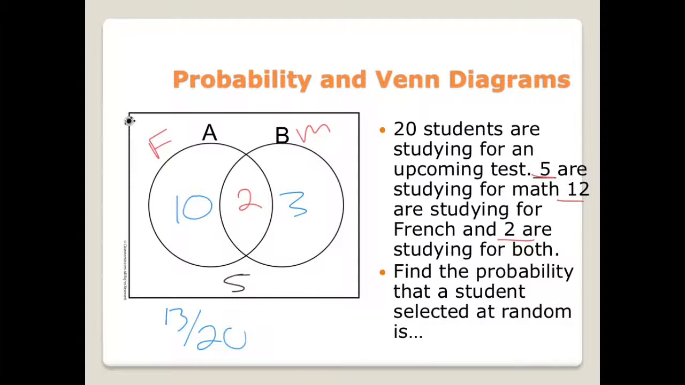Alright, let's ask one more question. Let's say I want to find the probability that somebody is studying for French or math. So that's anybody inside of a circle, which gives us the 10, the 2, and the 3 for a total of 15 out of 20. Let's go ahead and try a 3-circle Venn diagram.